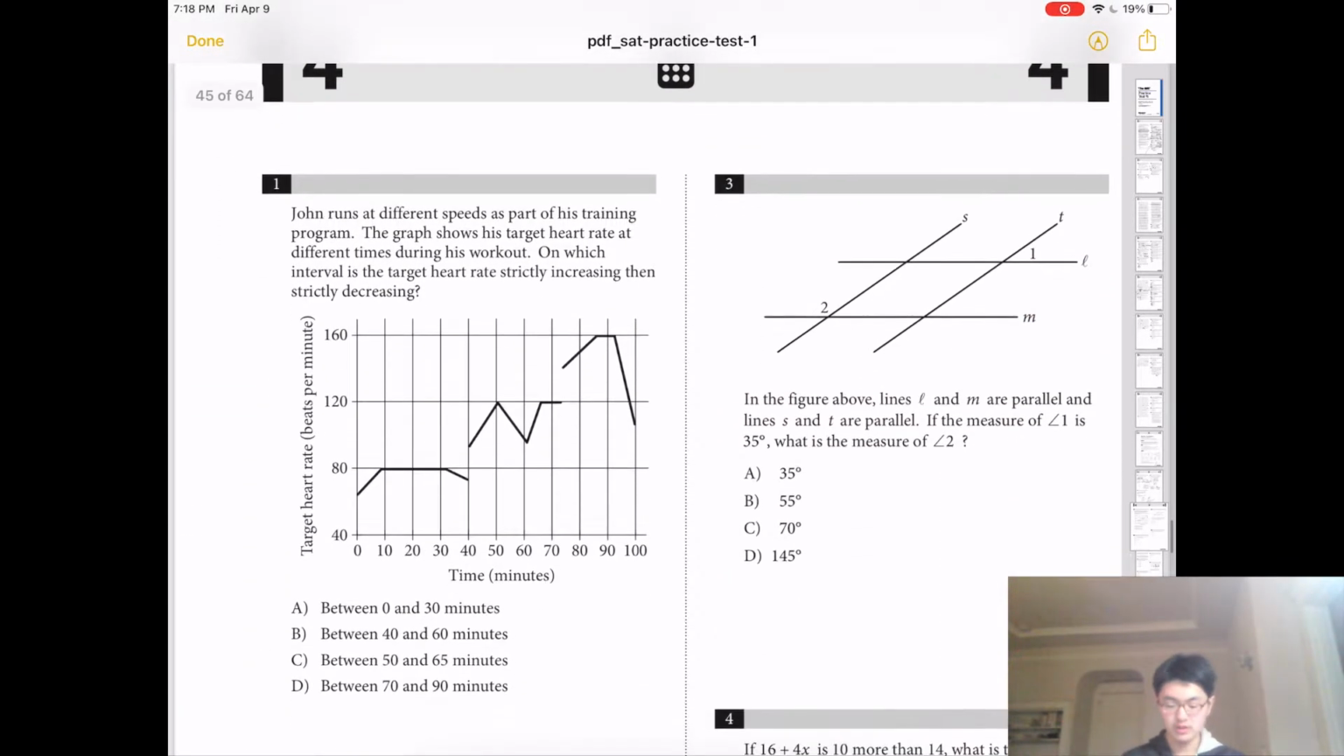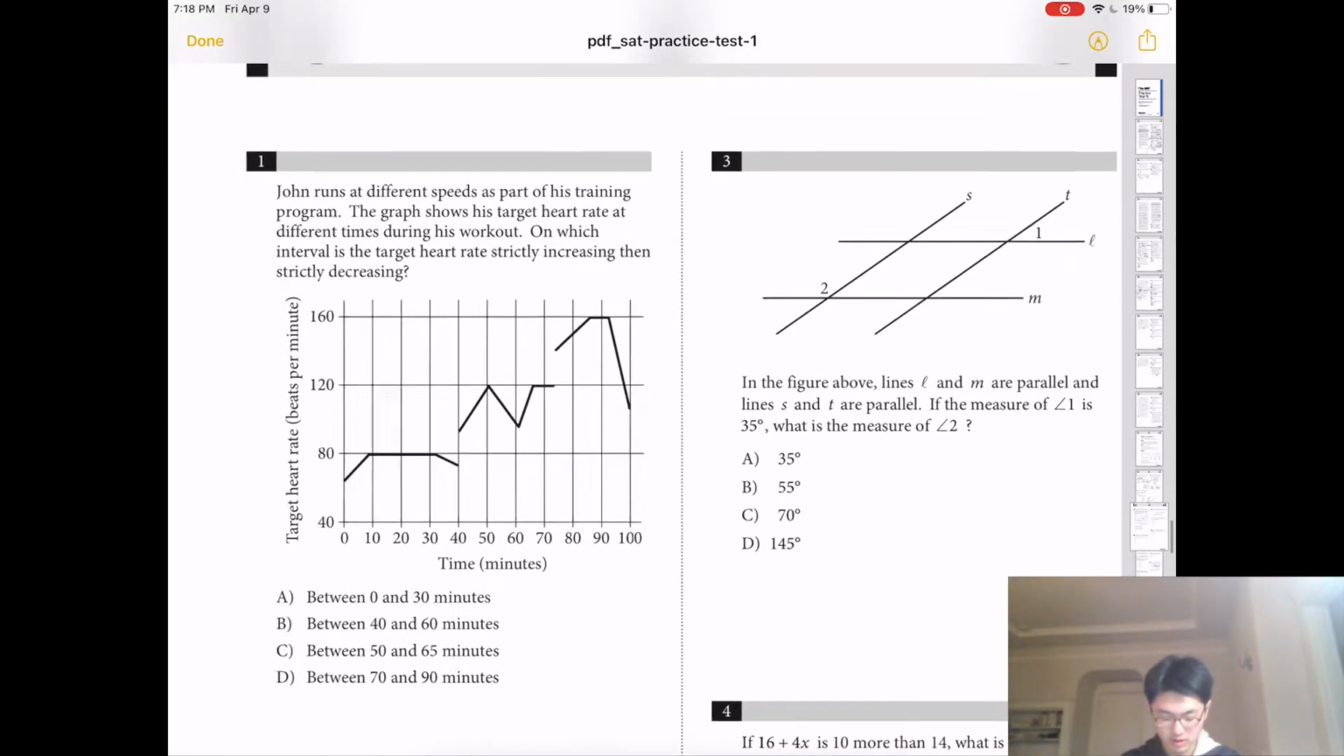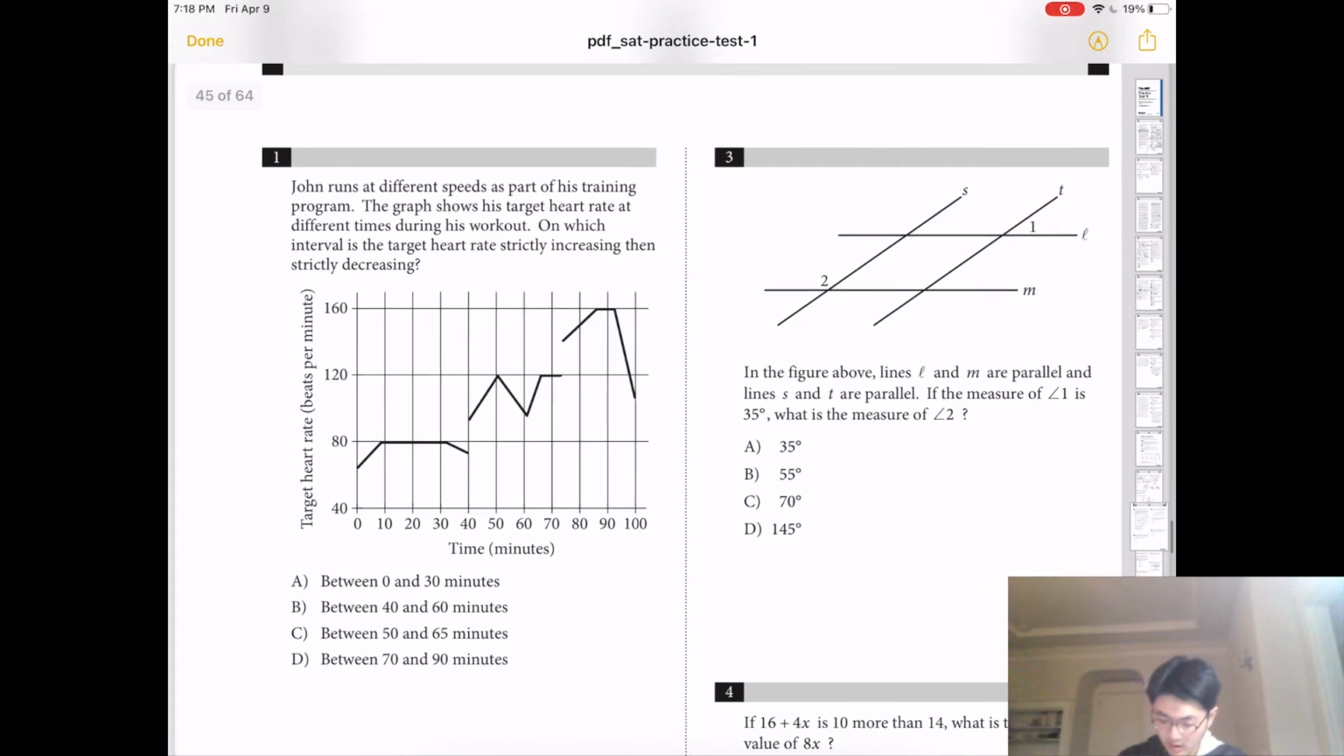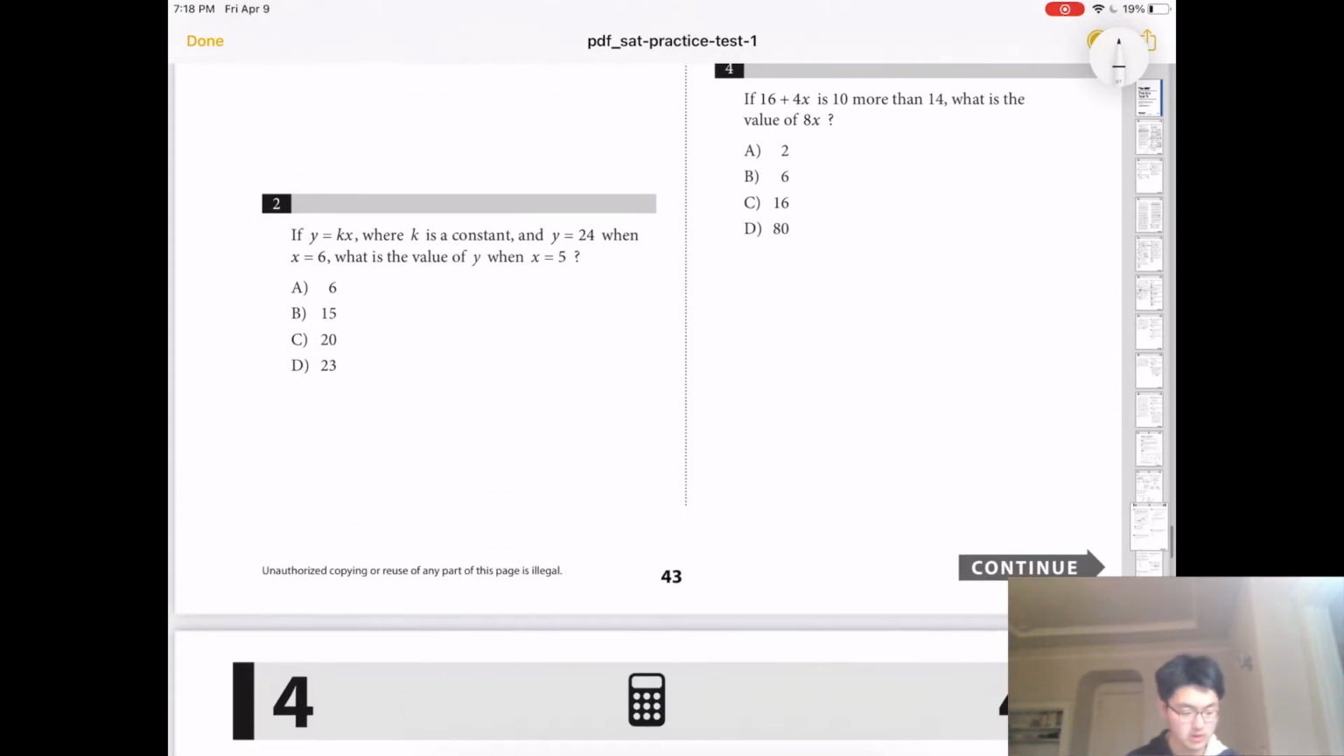Number 1, John runs at different speeds as part of his training program. The graph shows his target heart rate at different times during his workout. On which interval is the target heart rate strictly increasing, then strictly decreasing? Alright, for this one, we don't need a calculator. It's just asking where it increases then decreases. So it's not 0 to 30 because from 10 to 30 it doesn't do anything. It just stays the same. And we know that's 40 to 60 because it increases from 40 to 50, then decreases from 50 to 60. That's what the answer is B.